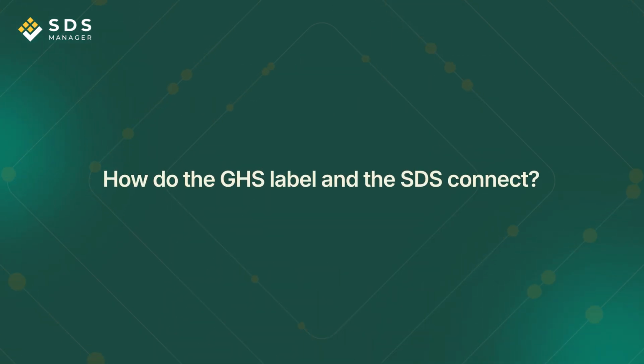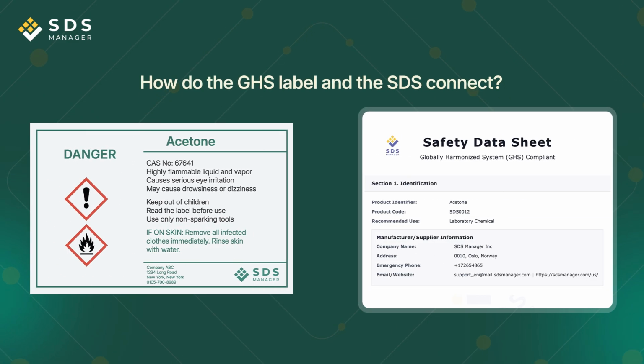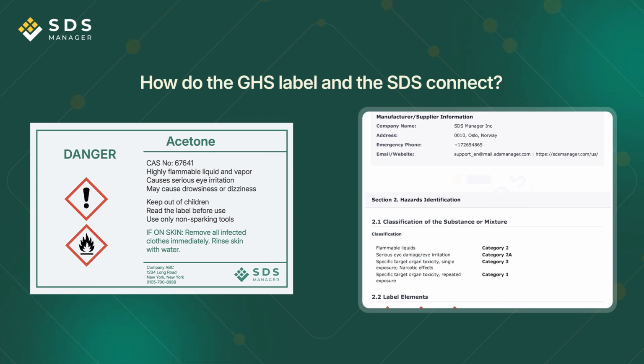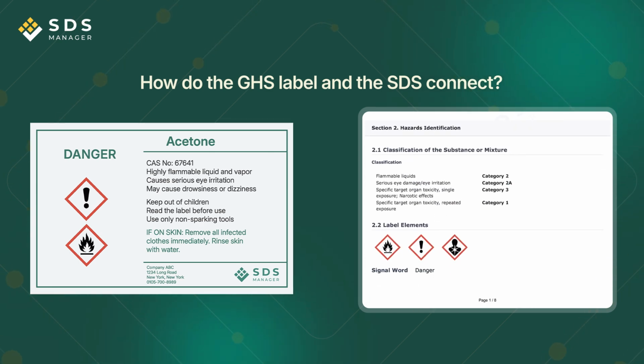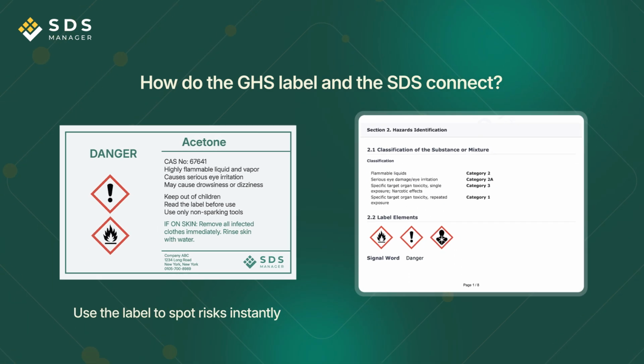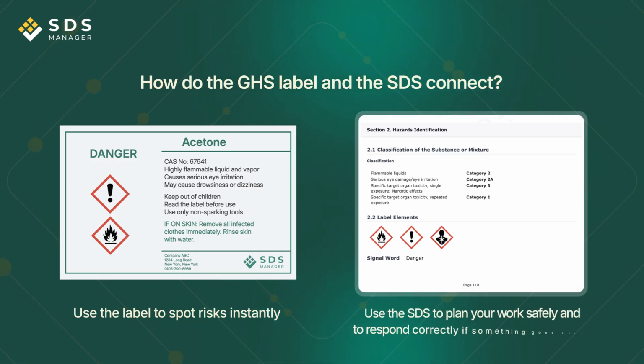So, how do the GHS label and the SDS connect? Think of the label as the quick snapshot and the SDS as the full story. The hazards and safety steps on the label should match what you see in Section 2 of the SDS. Use the label to spot risks instantly. Use the SDS to plan your work safely and to respond correctly if something goes wrong.